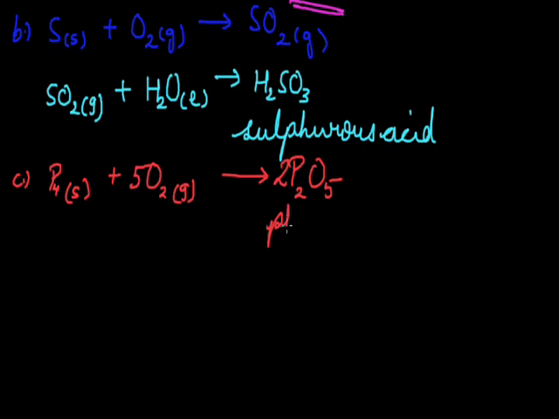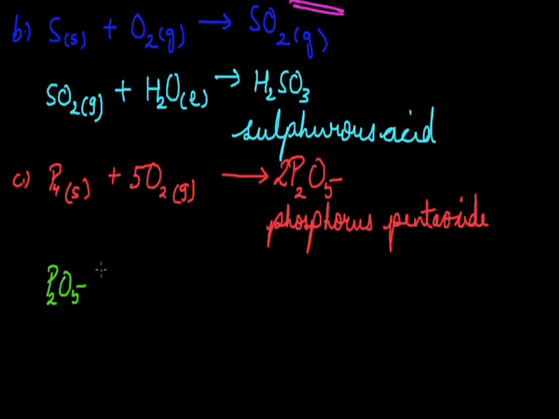The name is phosphorus pentaoxide. This phosphorus pentaoxide dissolves in water and forms an acid, that is phosphoric acid. P2O5 plus H2O, liquid, will form phosphoric acid, that is H3PO4.